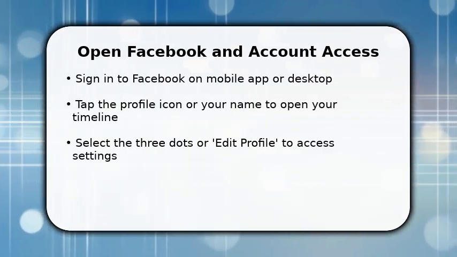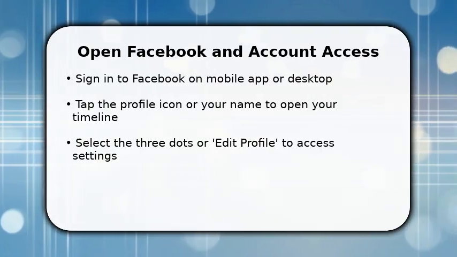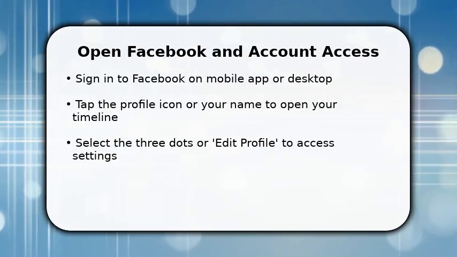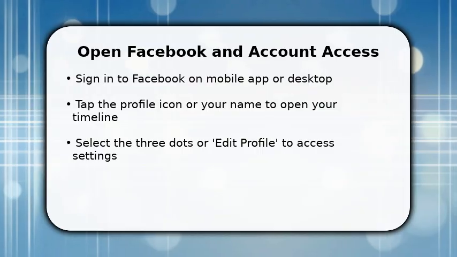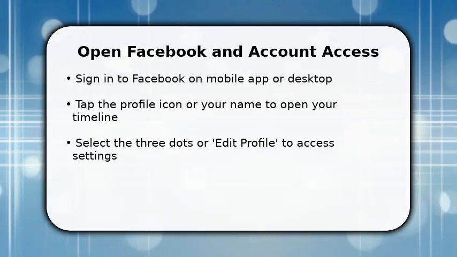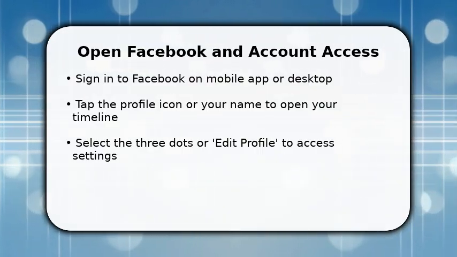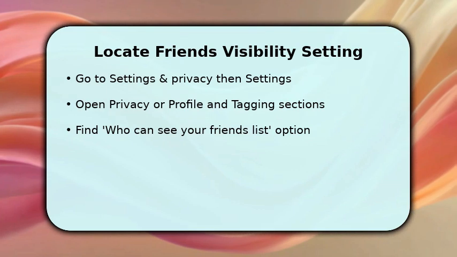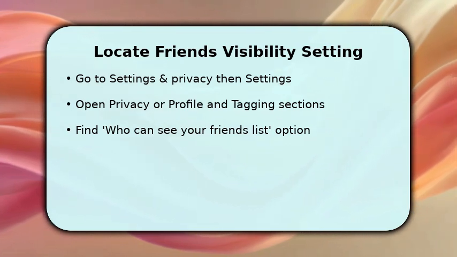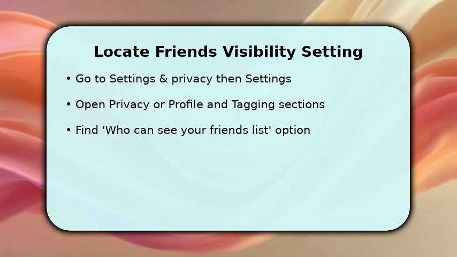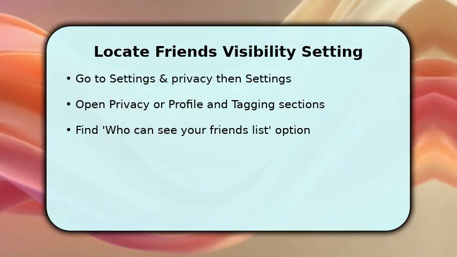This step puts you directly into the controls you need, and it's faster than digging through general settings, so proceed now to change who can see your friends. Once done, go to Settings and Privacy and open Settings, then find the Privacy or Profile and Tagging section because Facebook moves this option around. You'll see an entry labeled Who Can See Your Friends list.